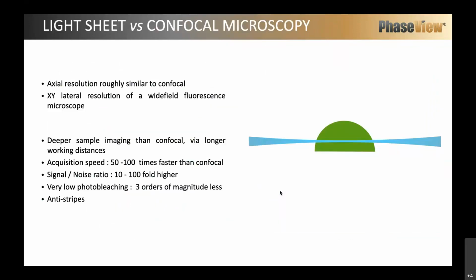So if I do a brief summary, light sheet versus confocal microscopy: we have roughly the same axial resolution as in the confocal. You have the same X and Y resolution as a wide field microscope, but depending on the parameters you choose on your confocal, several times you have the same X and Y resolution in the confocal and in the light sheet. You can go deeper in the tissue, as I will show you. The acquisition speed is really faster, and the photobleaching is really low.